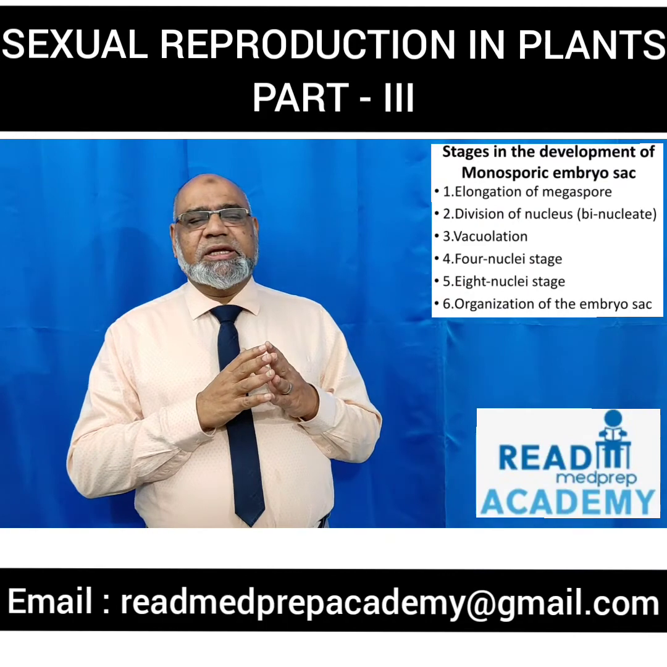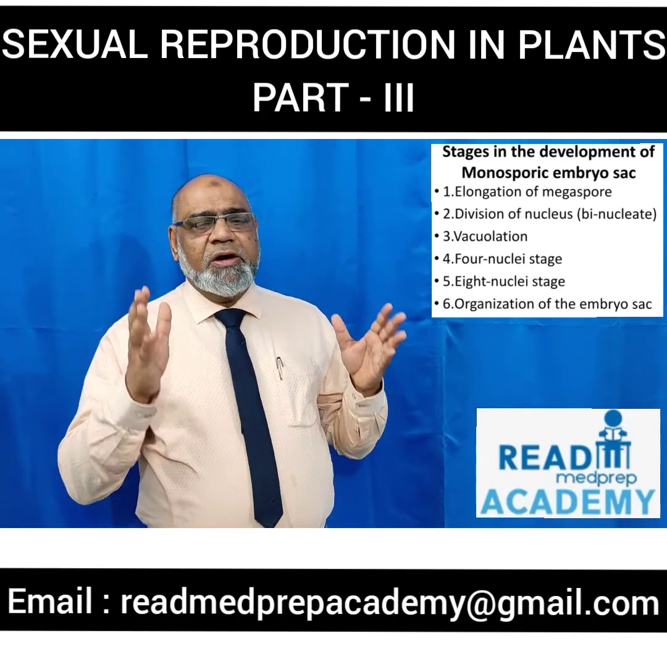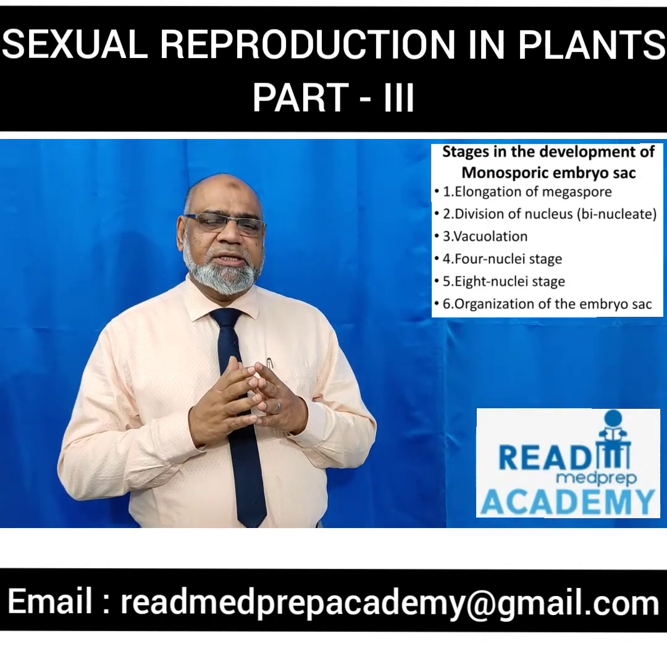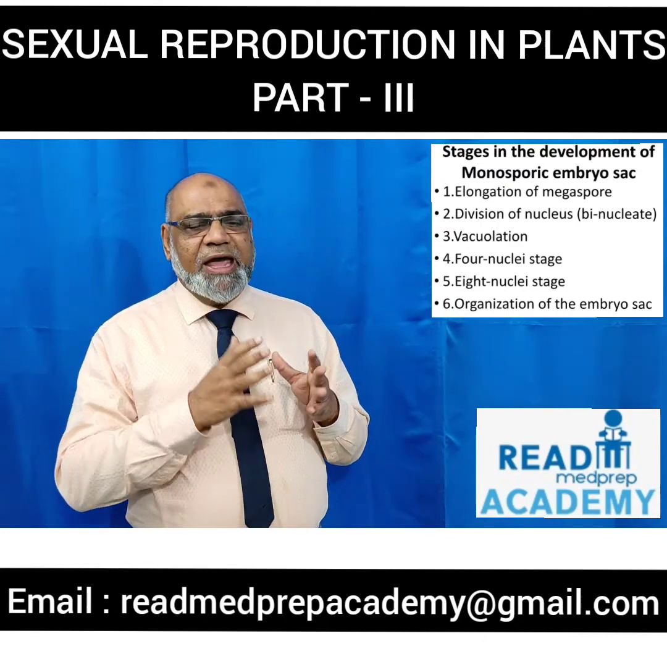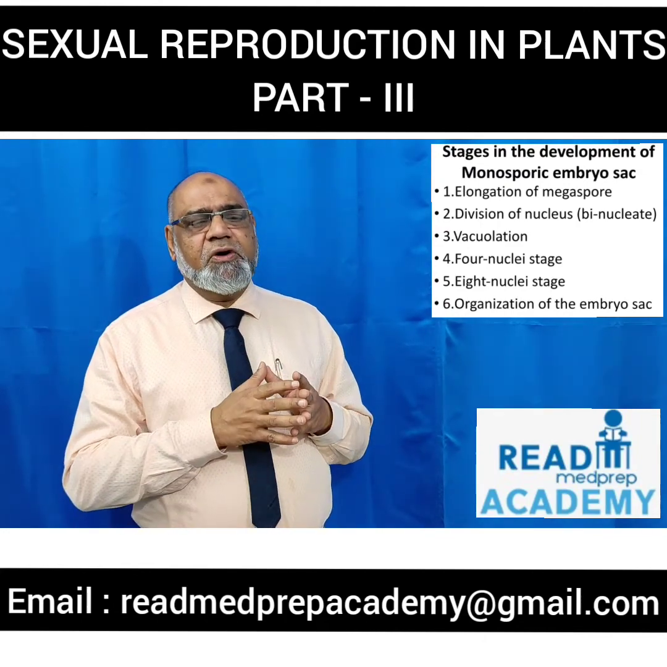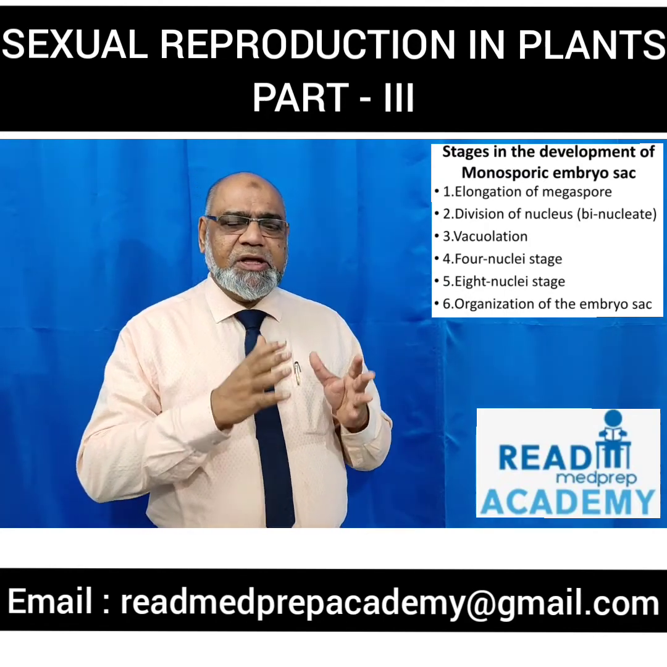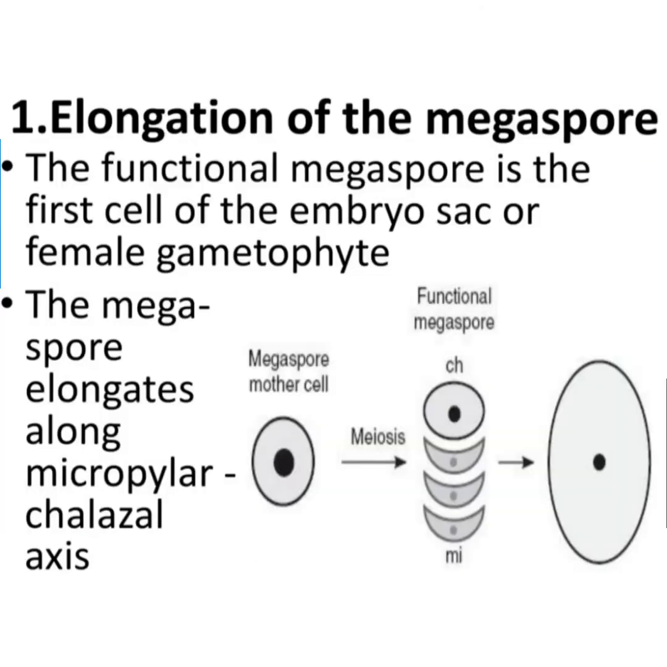Now, what are the stages in the development of the monosporic embryo sac? One is the elongation of the megaspore. Number 2 is the division of the nucleus, resulting in the formation of a binucleate cell. Number 3 is vacuolation. Number 4 is the 4 nucleate stage, number 5 is the 8 nucleate stage, and number 6 is the organization of the embryo sac. Now let us see one by one.